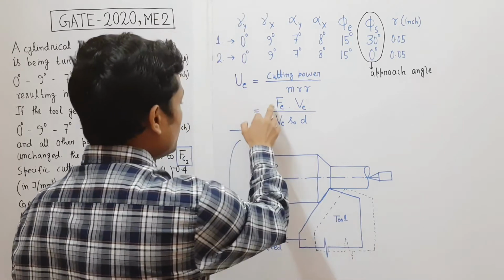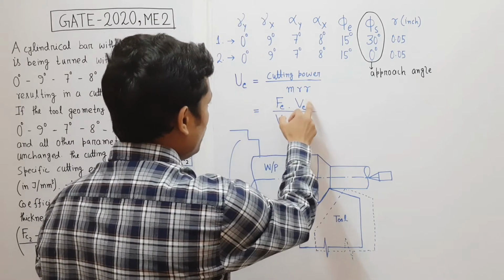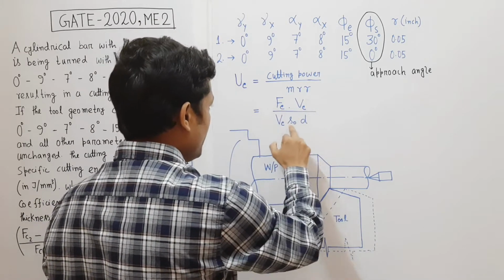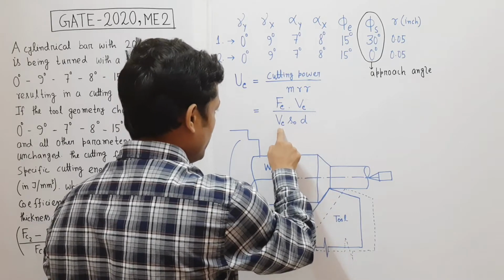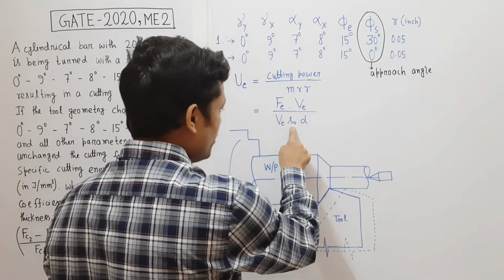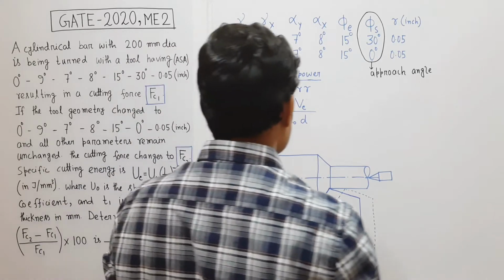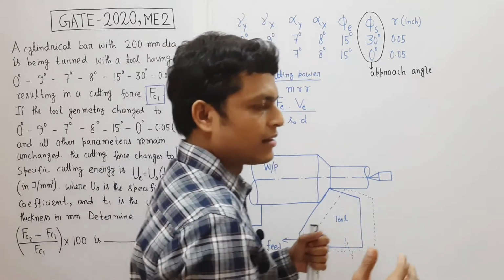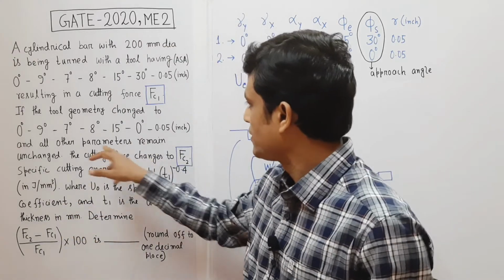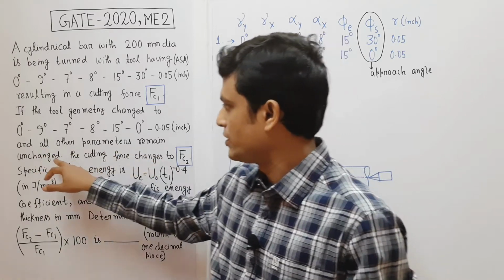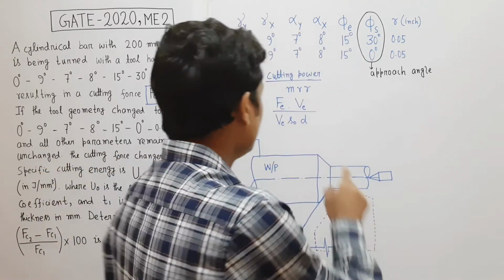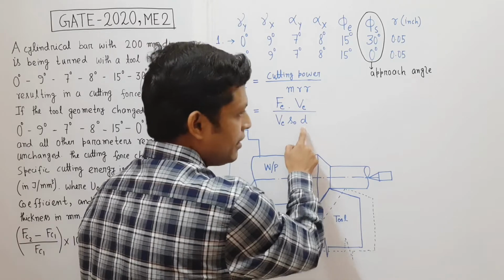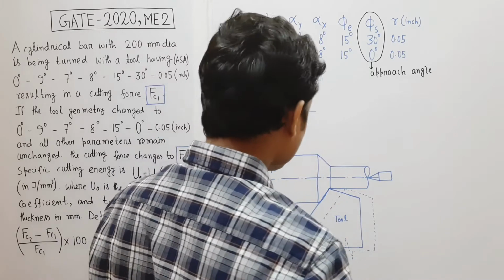So UC becomes main cutting force into cutting velocity divided by material removal rate, that is cutting velocity, feed per revolution into depth of cut. So all other parameters in this problem are given as unchanged, that is VC, S0 and D remain unchanged.